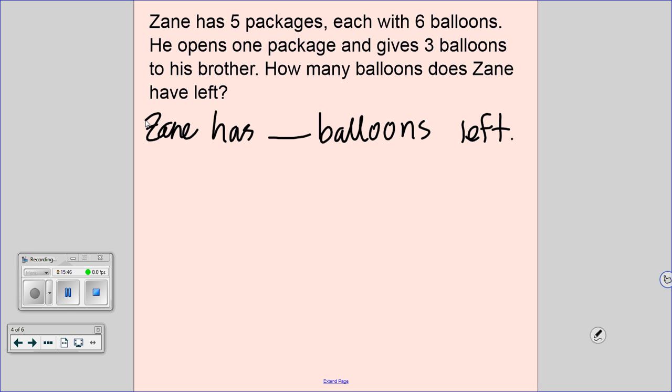My next step is still the same as always. I'm going to draw a bar.